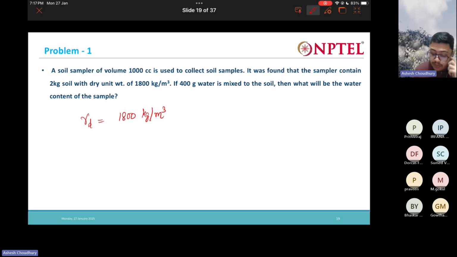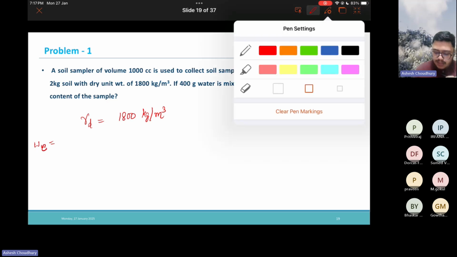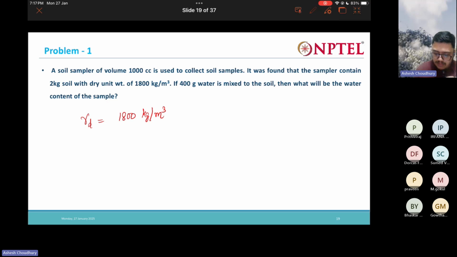Now we are asked to find out the what? Water content, right? So what is water content? Please tell me what is water content first. No, I'm not asking the answer. I'm asking you, how do you define water content?